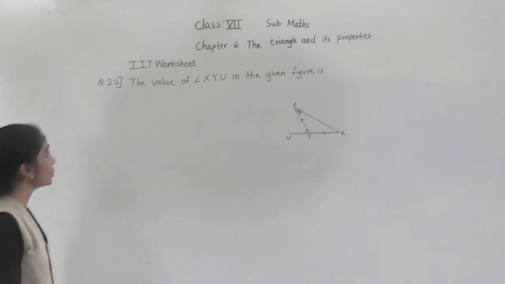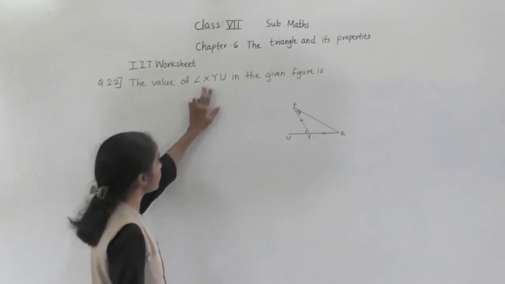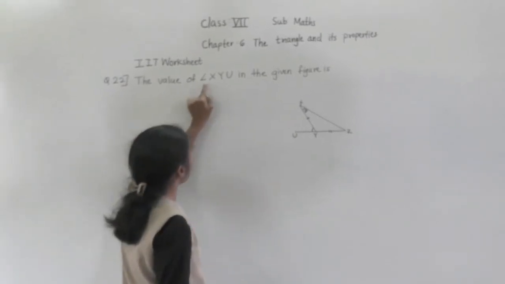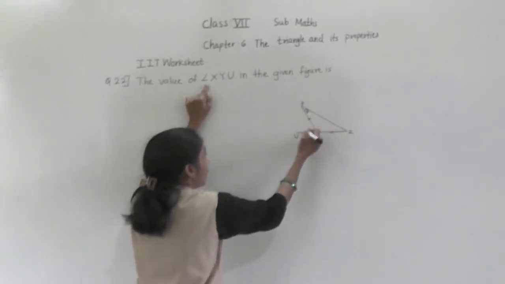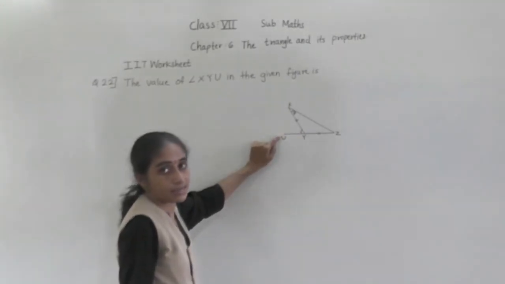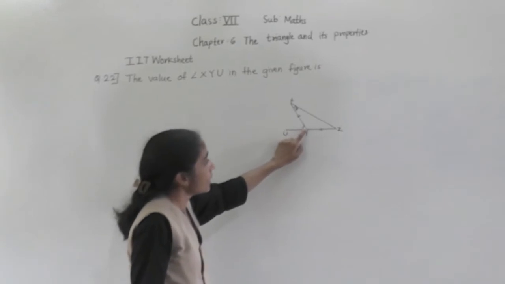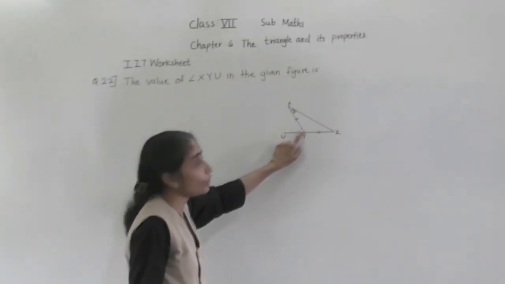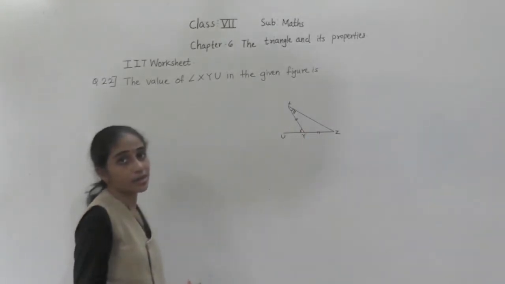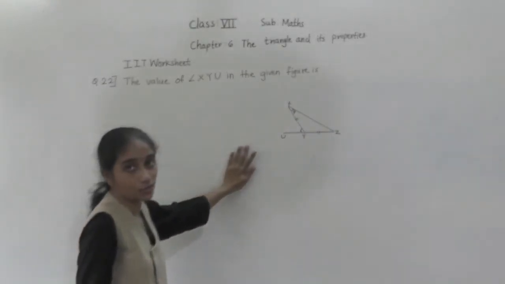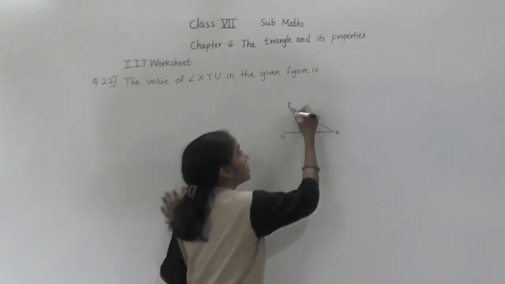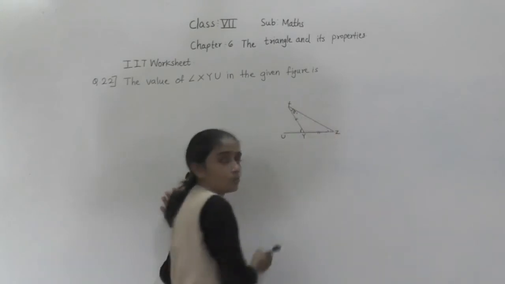Let's solve question number 22. The value of angle XYU in the given figure is? Angle XYU is an exterior angle. So we have to find this angle. What is the property of an exterior angle? An exterior angle is equal to the sum of the interior opposite angles. So these angles' sum we have to find.